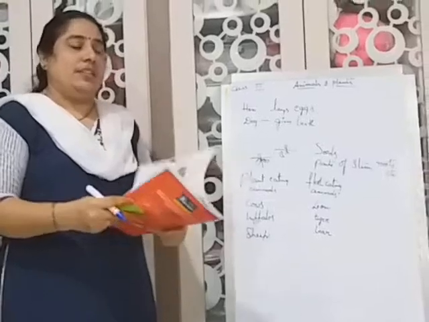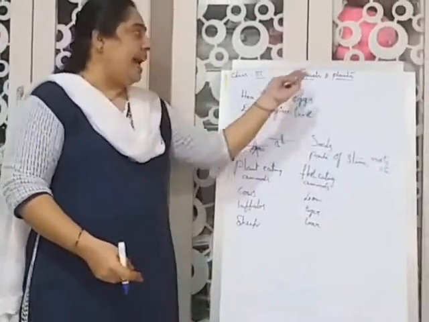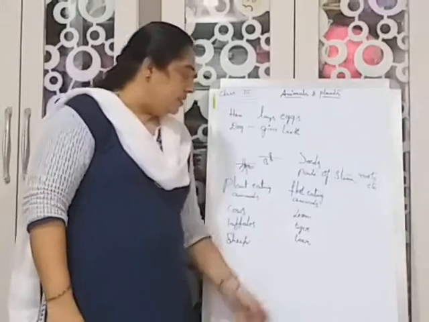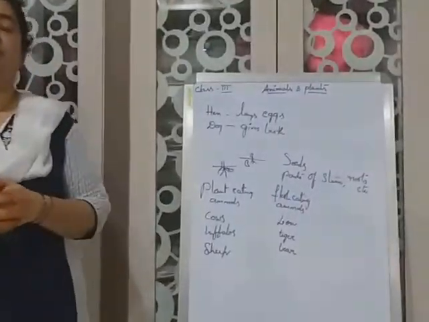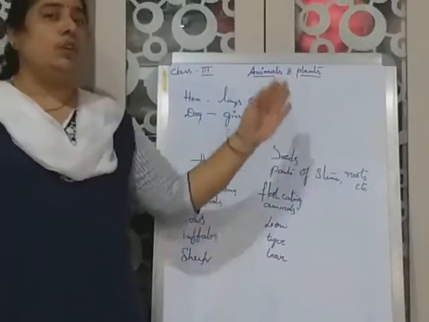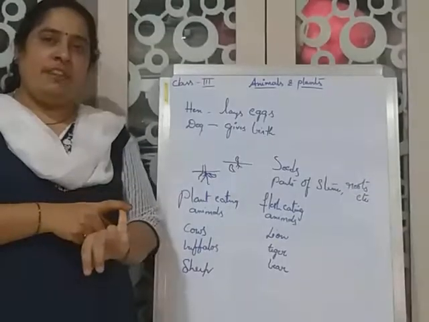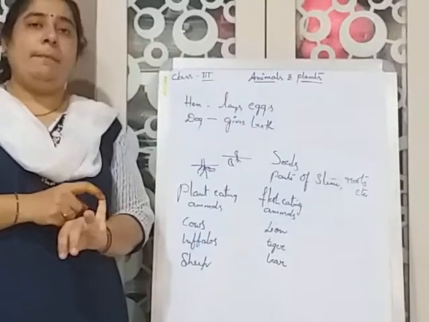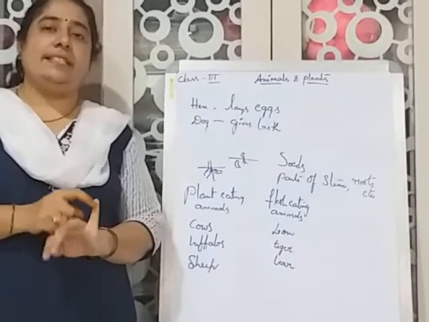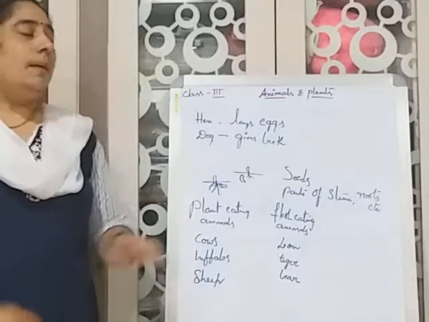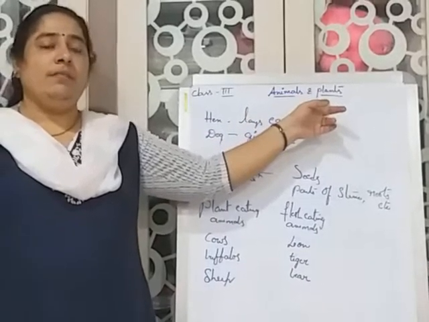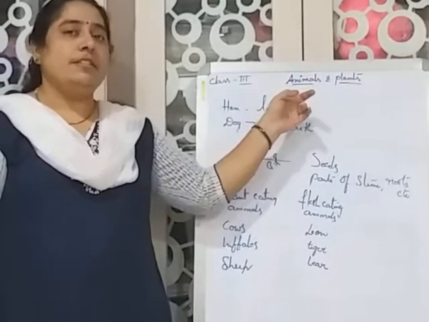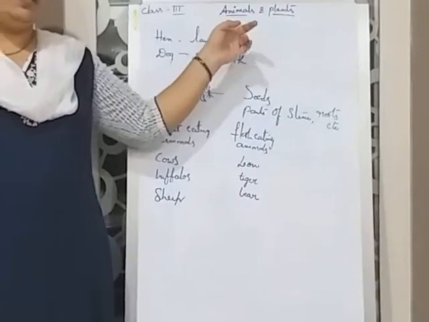Okay, come back to the lesson, children. What we have learned in animals and plants, the lessons. Animals and plants both are living things. Animals roam from one place to another in search of food. But plants are in one place only. They will be fixed in a place. But animals go in search of food.